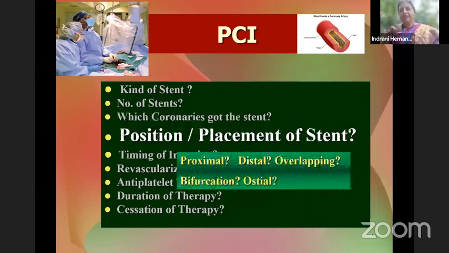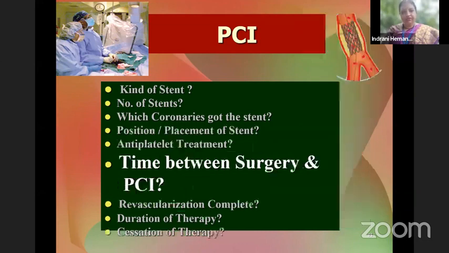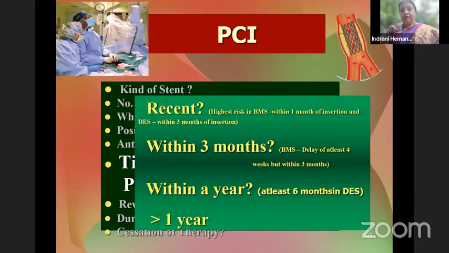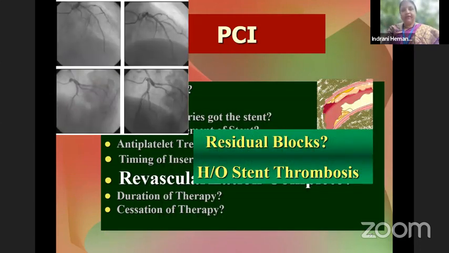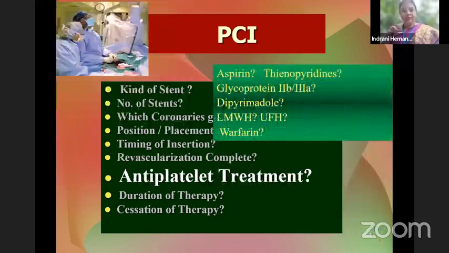What is the position and placement of the stent? Is it proximal, distal, overlapping, bifurcation, or ostial? What is the timing? Is it recent, within 3 months, within 6 months, within 6 weeks, within a year, or more than a year? Are there any residual blocks? Because some of the cardiologists only handle culprit vessels. So are there any residual blocks? Or is there any history of stent thrombosis?